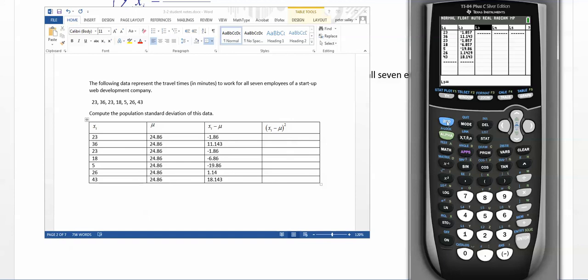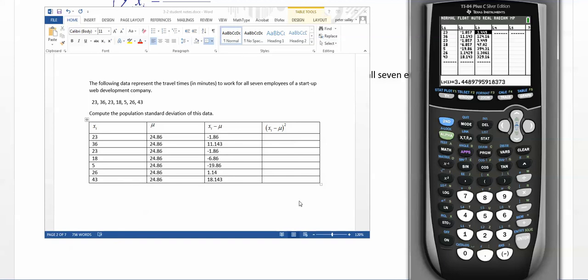So I highlight the top and then hit second list, have L2 show up, and I just want to square that. You can either hit the squared button or the caret 2 button, either one will work. And it takes all the numbers and squares them. Now at this point we have something different than standard deviation. We have something called variance, but again we'll get to that.